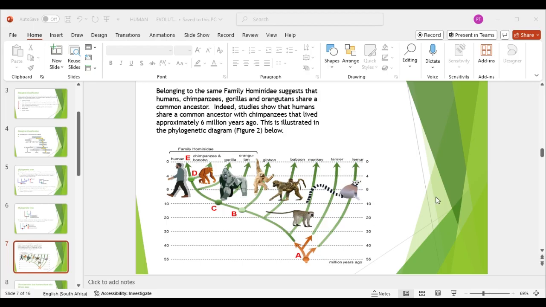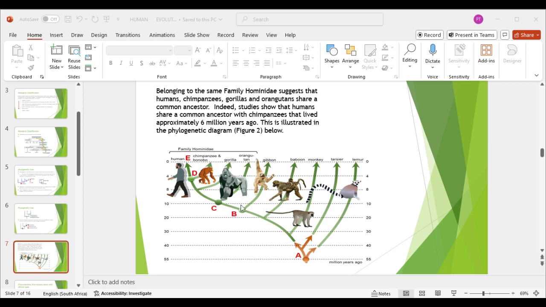So when we look into the slide, this is a phylogenetic tree. Remember that we belong to the family of the Hominidae, and there are also primates that belong in that family. So we have the humans, the chimpanzee, the gorillas, and also the orangutans. Because we are from the same family, it means that we have a common ancestor.